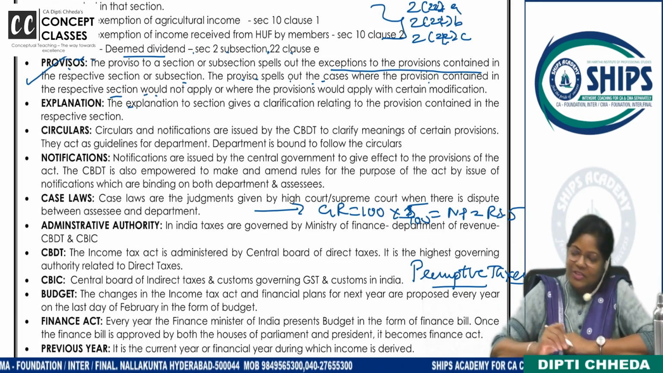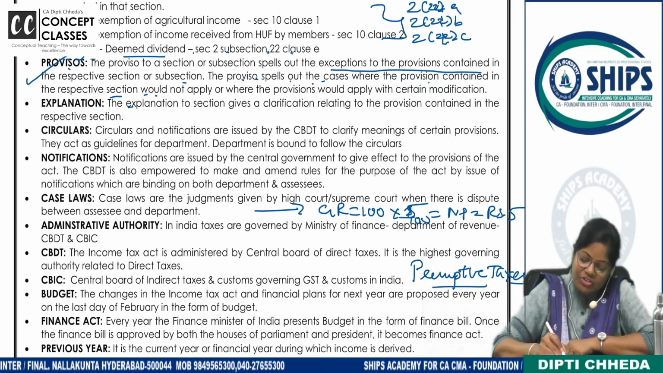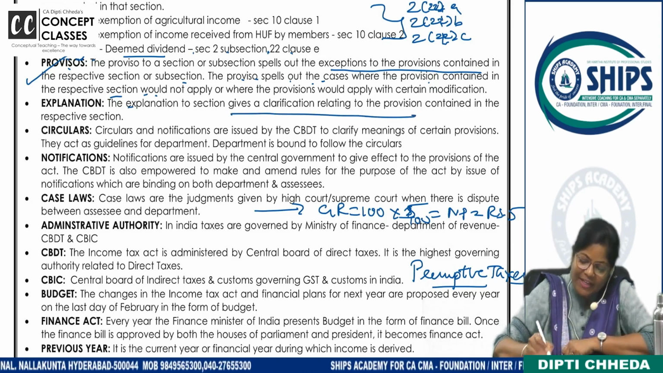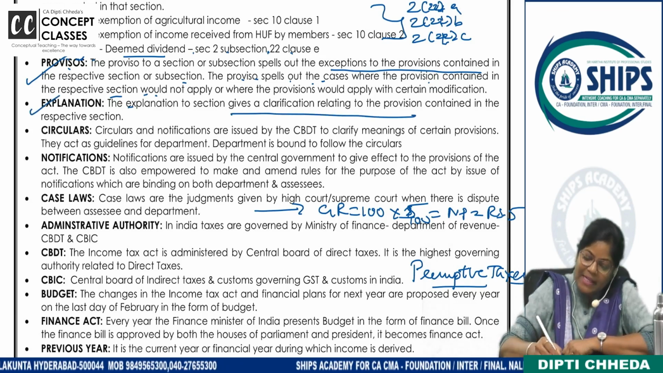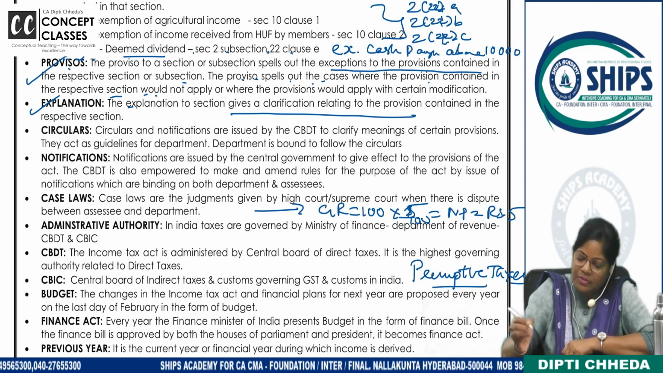Okay? So is it clear? Proviso? Next. Explanation to section gives clarification. Superb example. यहाँ पे can we write the example? Cash payment above 10,000. इतना लिख लो ना तो याद रहेगा.